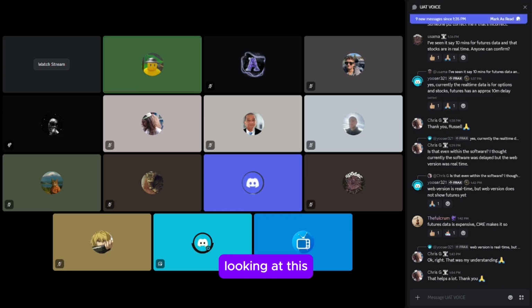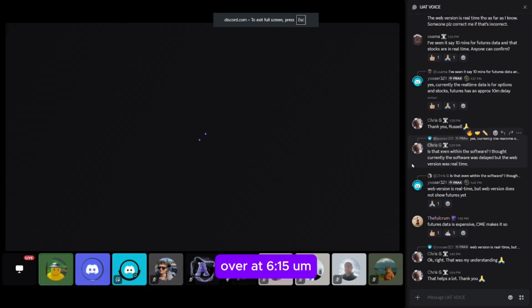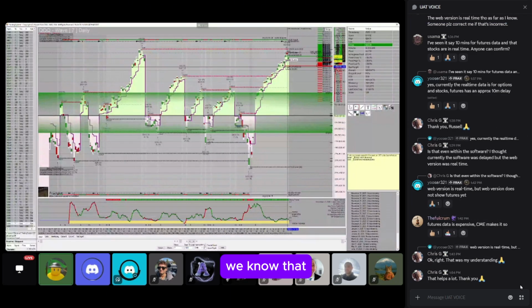So I was just looking at this. We have that high over at 6:15, and we know that right now QQQ is at 6:11. So we're going to print out an L1 if we maintain below 6:15 until Monday open. And what can we apply off this?